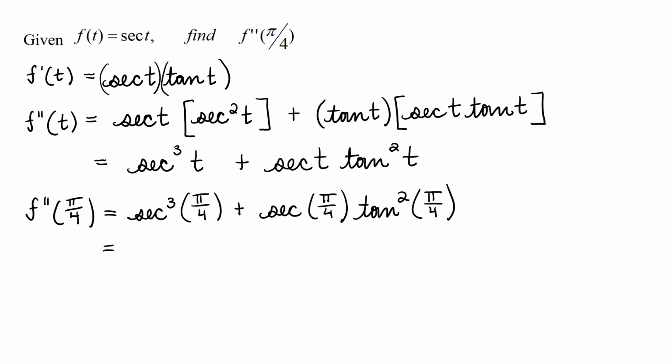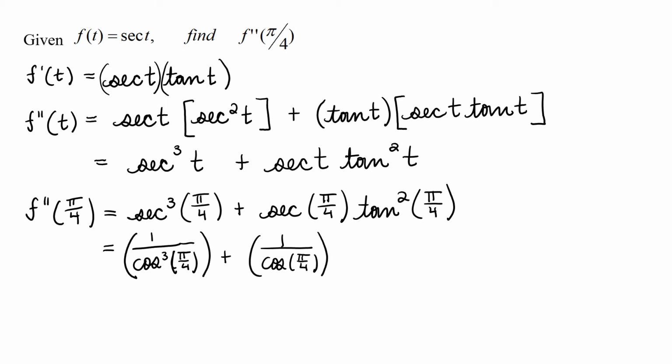If you're a little stuck on your trig and you don't know how to evaluate secant immediately, we can rewrite the secant as 1 over cosine cubed pi over 4 plus 1 over cosine of pi over 4. Tangent of pi over 4 is 1, so we have 1 squared. So this is equal to 2 over the square root of 2 cubed plus 2 over root 2.